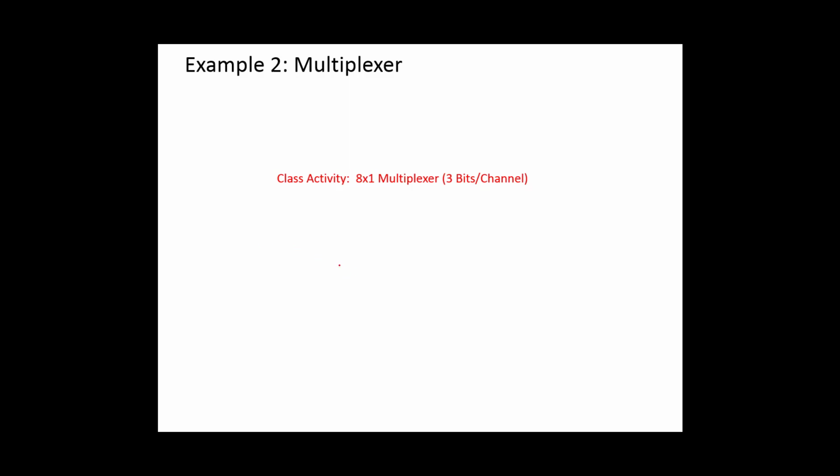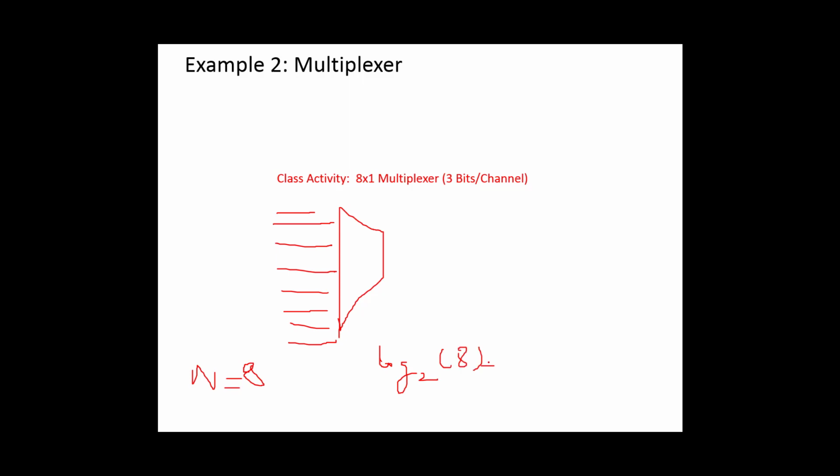So it is 8x1 multiplexer. It means it has 8 channels, 1 2 3 4 5 6 7 and 8 input channels. So capital N is equal to 8. How many number of select lines are over there? Log 2 of 8 is equal to 3. So we have 3 select lines, S0, S1 and S2, and we have just one output channel Y, and there are 3 bits per channel.